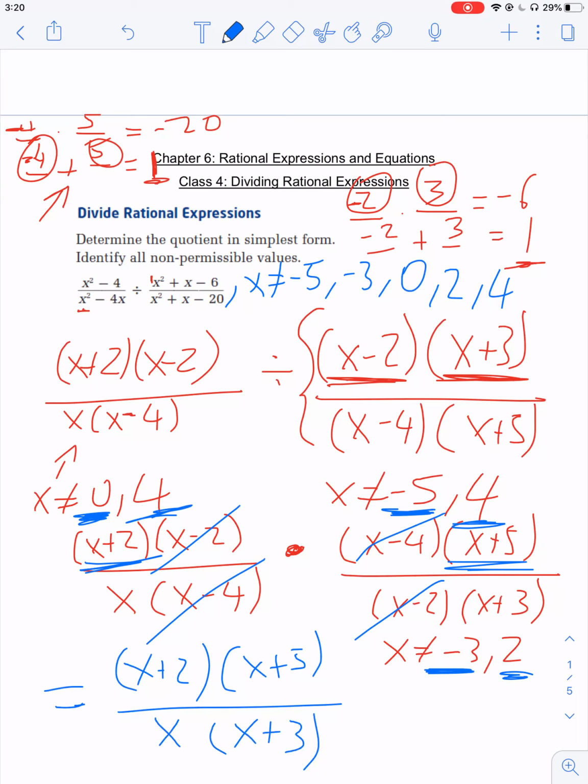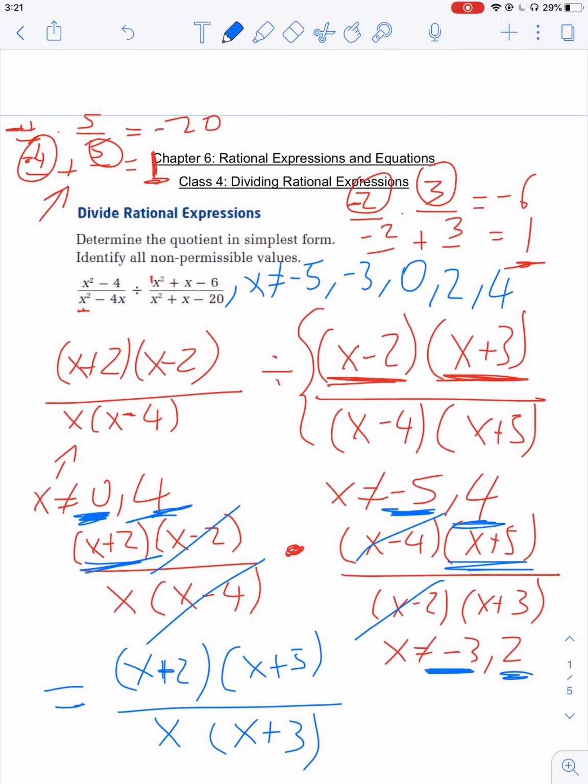Again, don't be tempted to cancel this x with that x, because there's an addition in between, and that's why I'm putting brackets, so that you can convince yourself that the x and the 2 are attached together, okay? They're not separate, so you cannot just cancel them. The x plus 2 will only cancel with an x plus 2, not an x, okay? So this is your final answer.